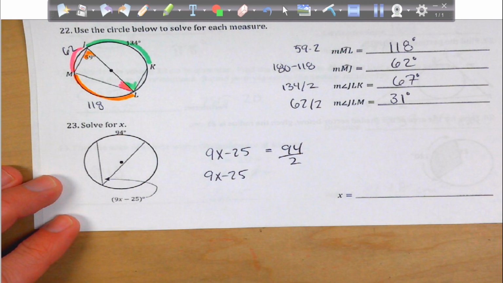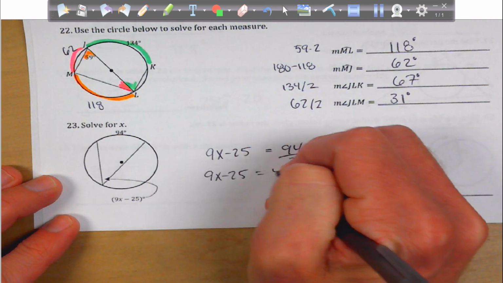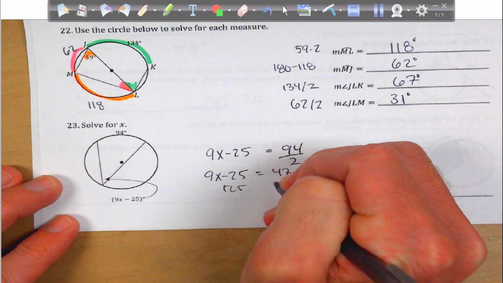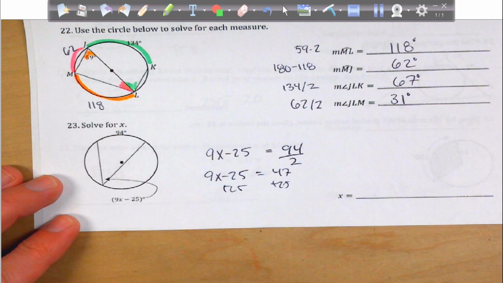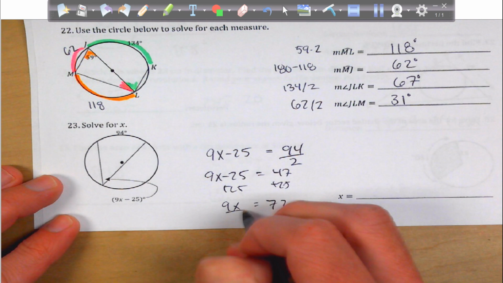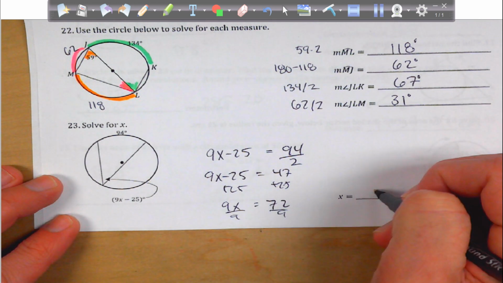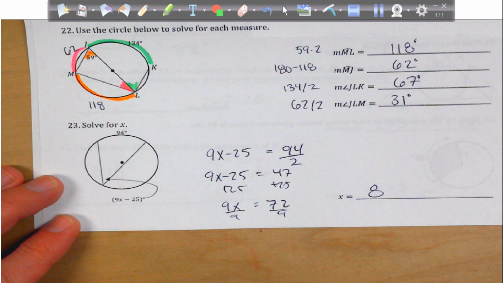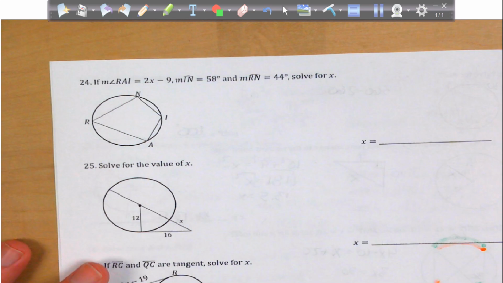So 94 divided by 2 is 47. I'm going to add the 25 over. 72 equals 9x. I believe if I divide that by 9, I should get x equals 8. Just typed in the calculator to be sure. All right, final page. It's the final countdown. Okay.